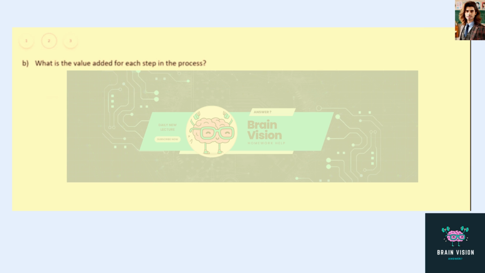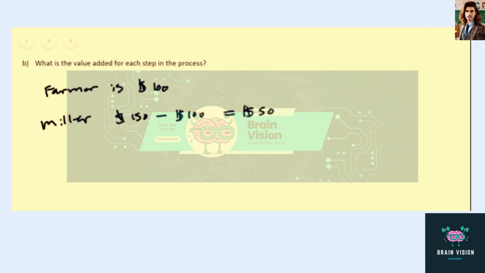The second part is asking us about the value added in each step of the process. So the value added of the farmer is the $100 that the wheat is valued, or that he gives to the miller. The value added for the miller is the $150 that is the value of the flour he gives to the baker minus the cost of the inputs, which is the $100. That's the value of the wheat he got from the farmer. So the miller's value added is $50.